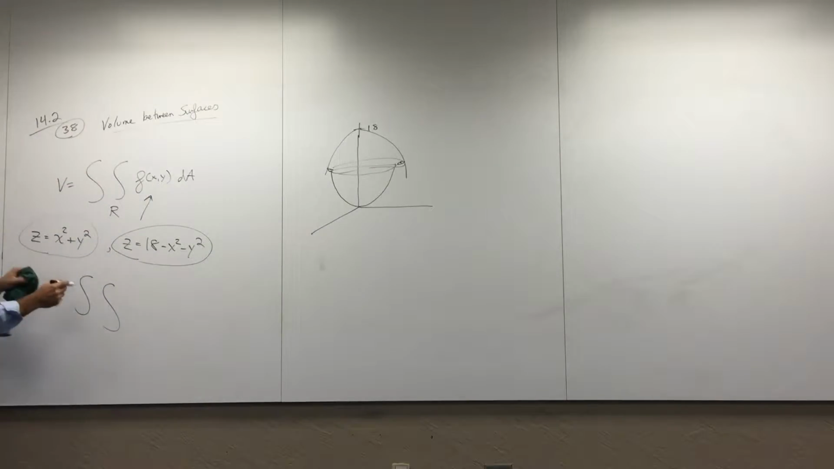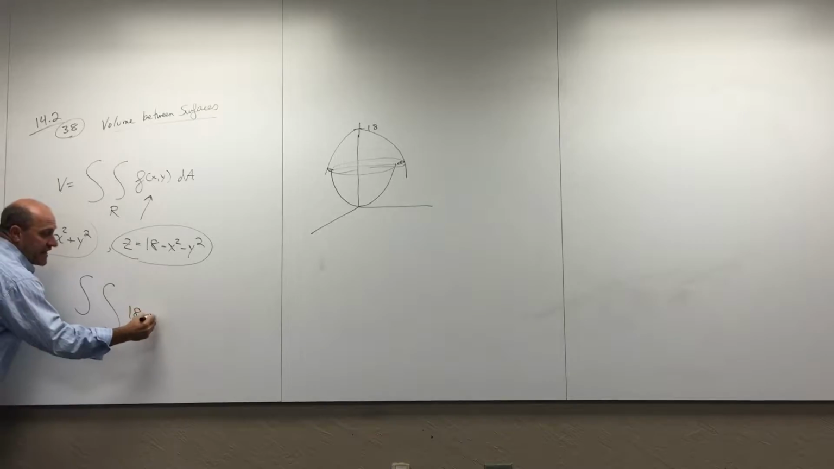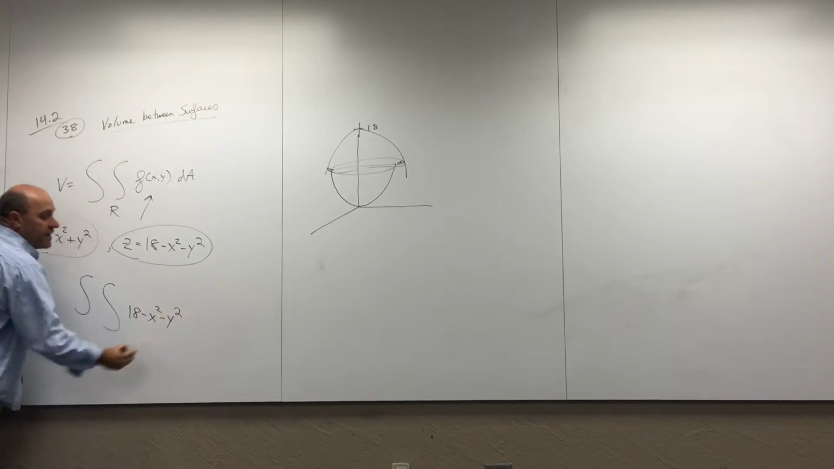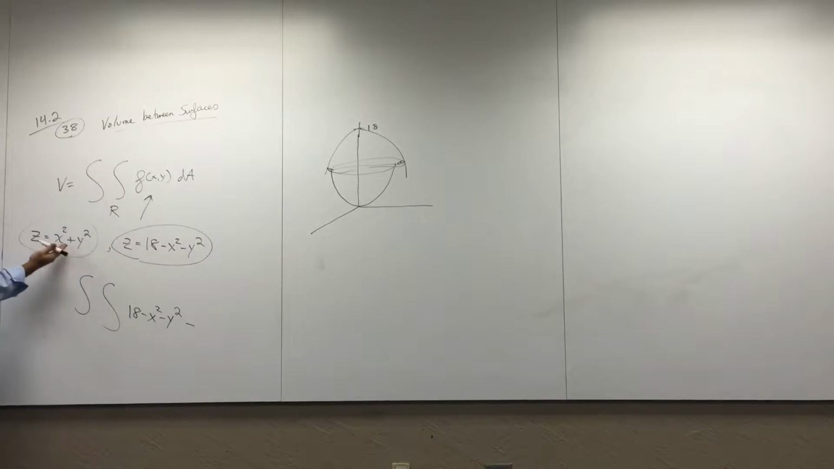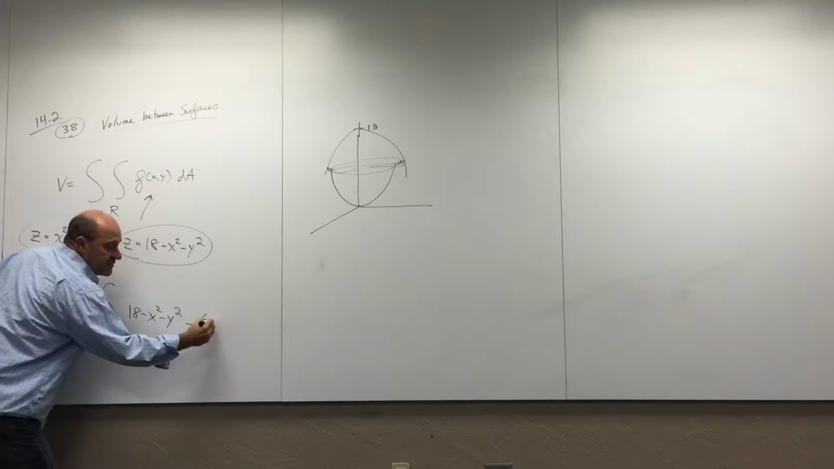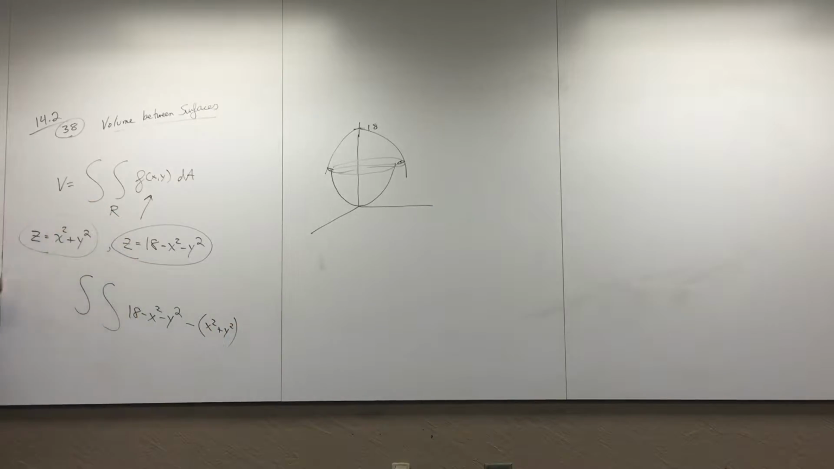I think I'm going to set up a double integral, and I think this one's on top: 18 minus x squared minus y squared, and I'm going to subtract the one that's on the bottom, which is this surface, x squared plus y squared. It's like that function minus that function, or that z minus that z. That's how I'm setting it up.